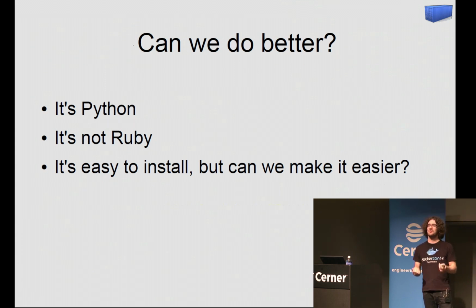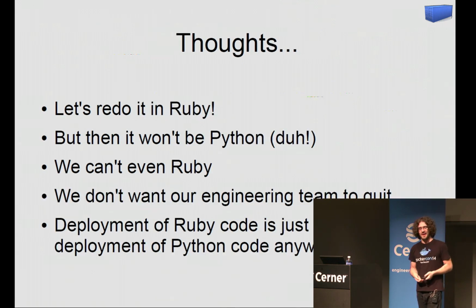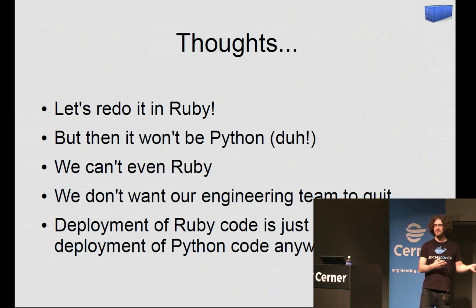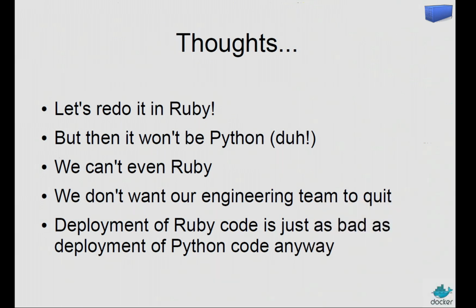So we wanted to change that. We said, okay, we want that stuff to be useful for everybody from the beginning. And so we thought about actually doing that in another language, like let's do that in Ruby. Problem is that we were a Python shop, so we didn't know how to Ruby, and also our engineering team hated Ruby with a passion, so we didn't want them to leave. And let's be frank, deploying Ruby code just doesn't work. I mean, Ruby and Python are just as bad when it comes to big, complicated deployments.